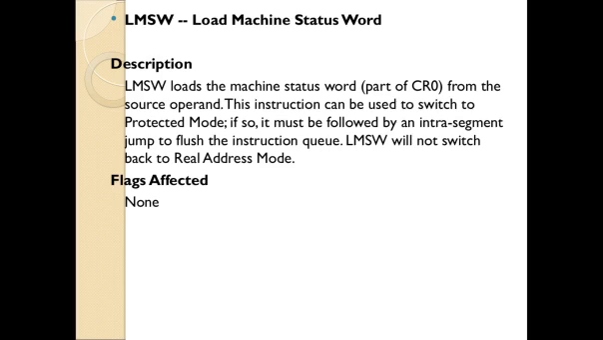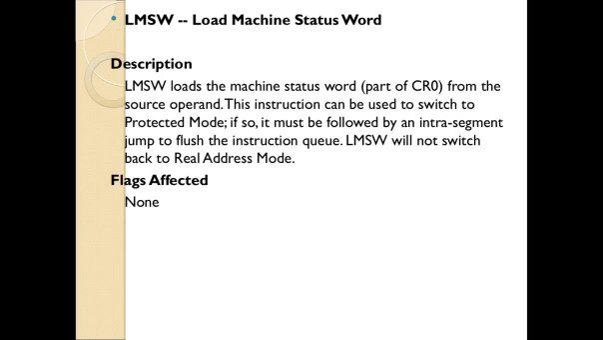Next, LMSW, load machine status word. It will load the machine status word from the source operand. Now the machine status word is a part of CR0. So to update the contents of CR0, we can use the LMSW instruction. It copies the value from the source operand to CR0. This instruction can be used to switch to protected mode. If so, it must be followed by an intra-segment jump to flush the instruction queue.